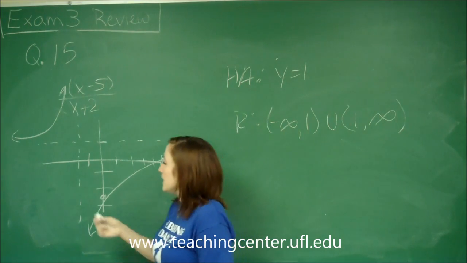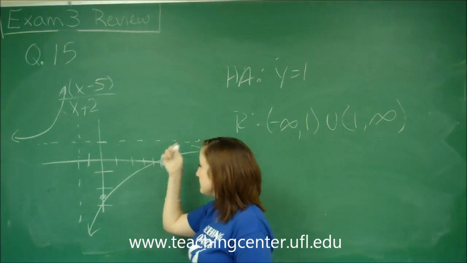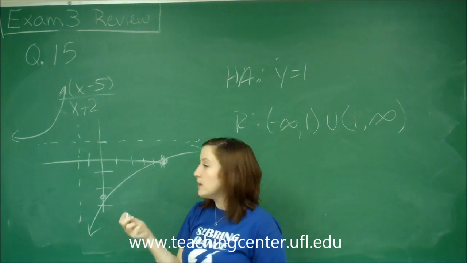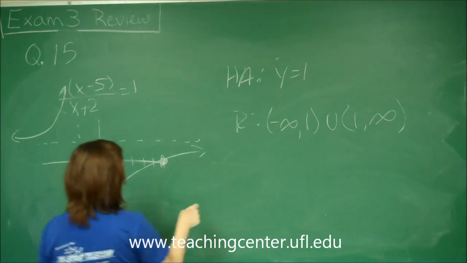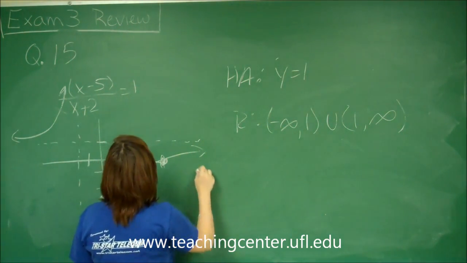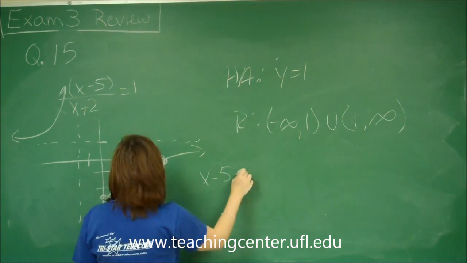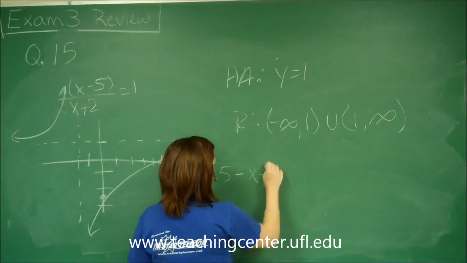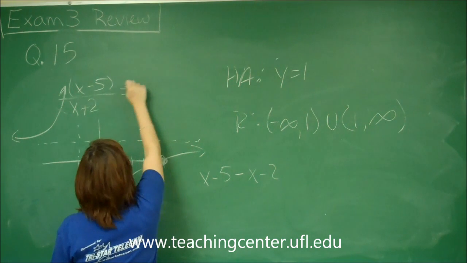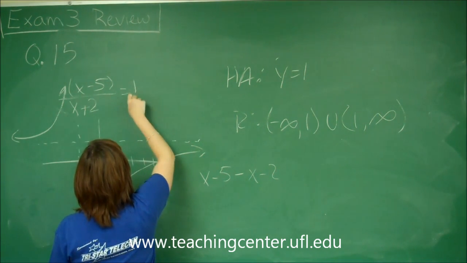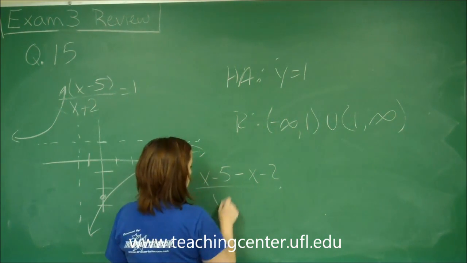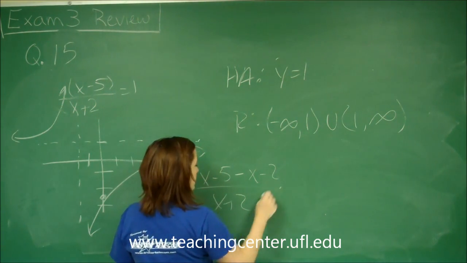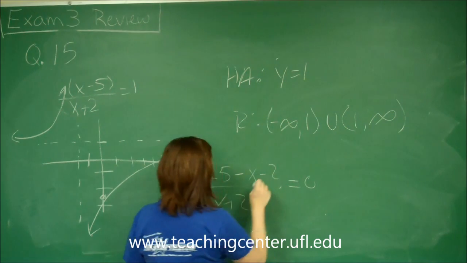And the reason that I know that this will never cross its horizontal asymptote is because you can set this equal to 1, and then you subtract it over and find a common denominator. So you've got x - 5 minus x - 2, and I just did that by multiplying this by (x + 2)/(x + 2), and then subtracting it over, all over x + 2, and then I have set that equal to 0.